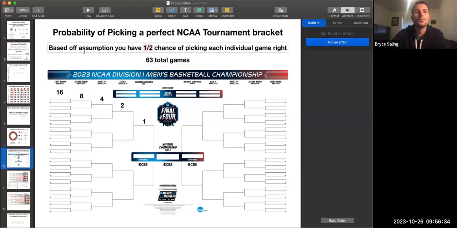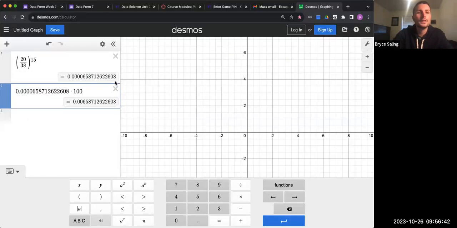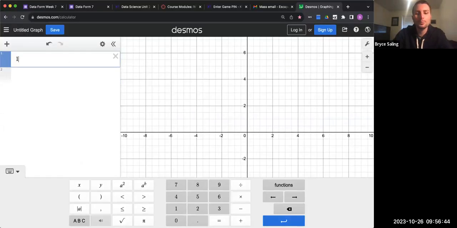So let's say you're going off the assumption that you have a 50% chance of getting every game right. So the probability of getting one game right would be 1 in 2, so 50% chance. But remember, there's 63 total games. So you would have to put that to an exponent of 63. So that is 1.08 times 10 to the negative 19.